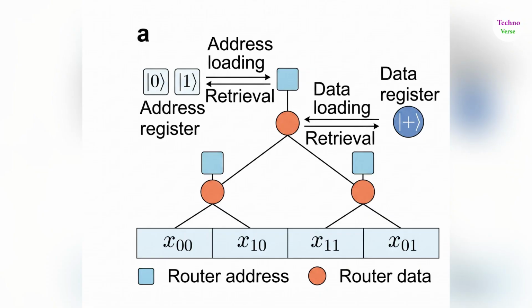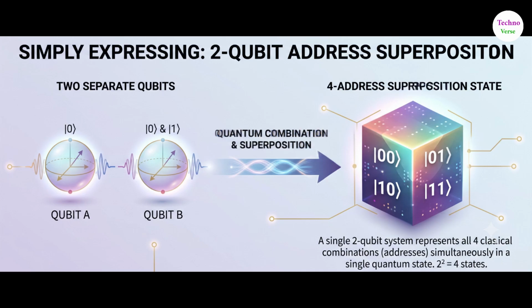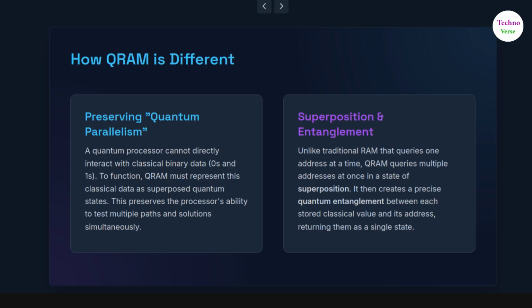Here is where it gets really interesting. The memory does not receive a query for a single specific address like traditional memory does, where a classical processor sends an address to instantly get its corresponding value. The addresses coming from the quantum processor are in a state of superposition, meaning it sends a single query encompassing multiple addresses at once. In turn, the memory does not just return a set of values, it creates a precise quantum entanglement between each stored value and its associated address, returning them to the processor as a single quantum state.